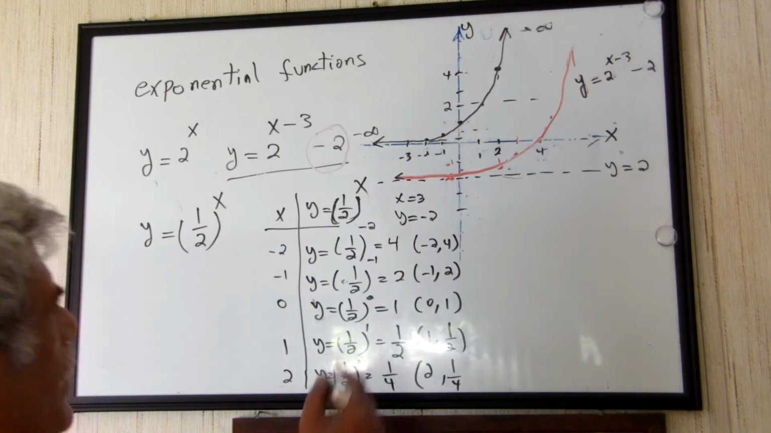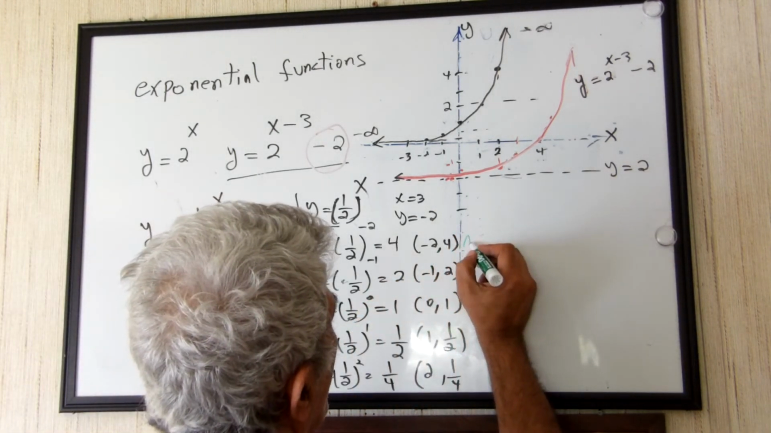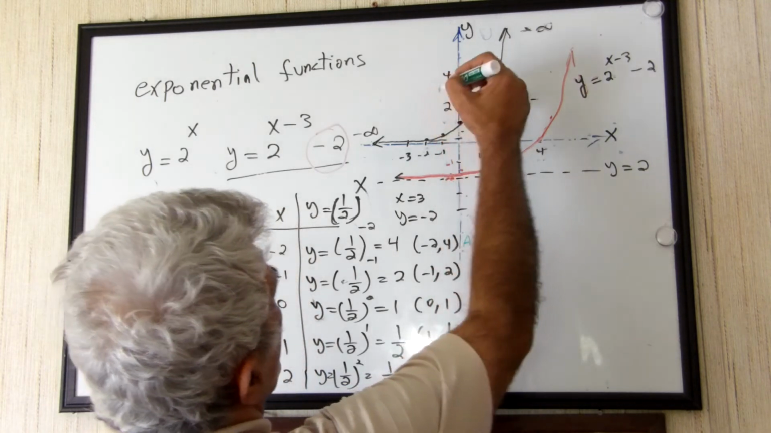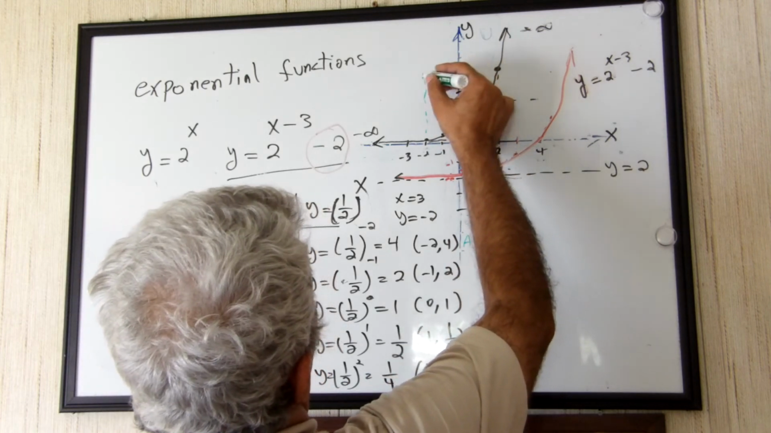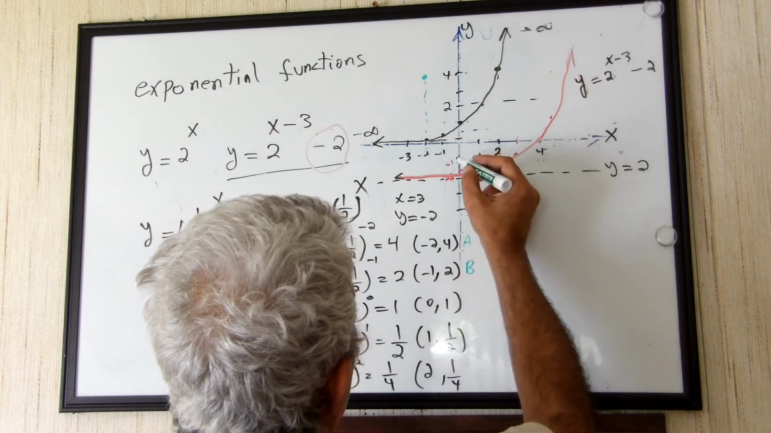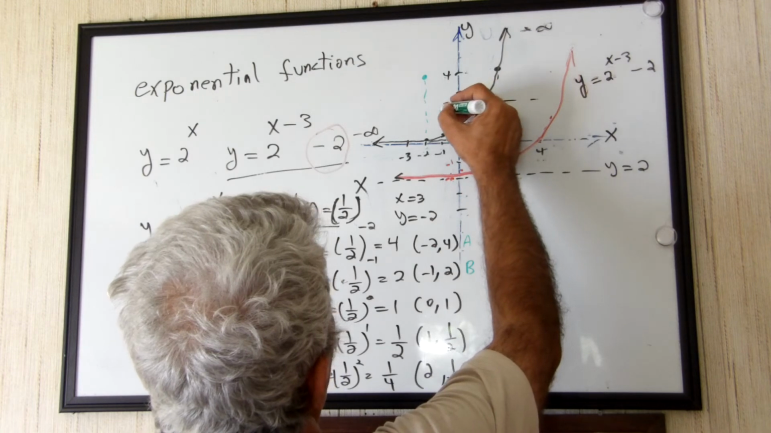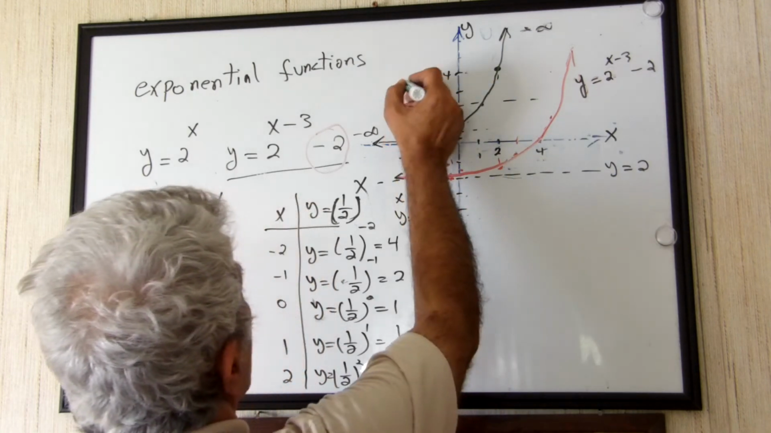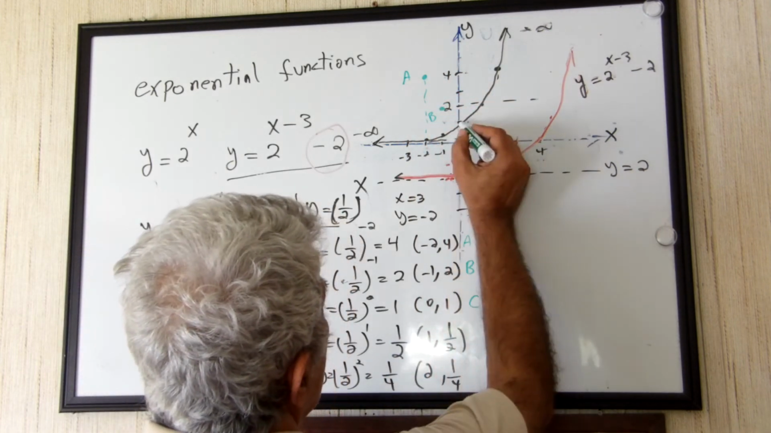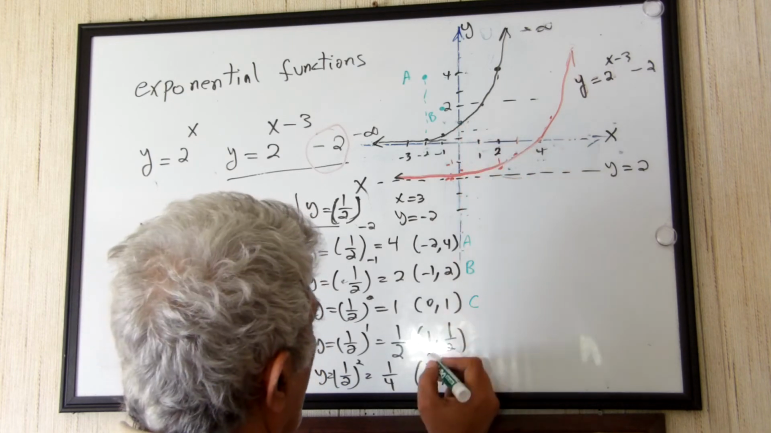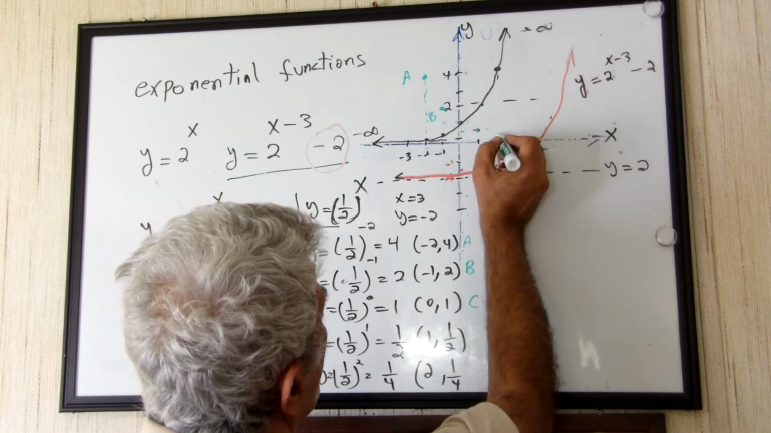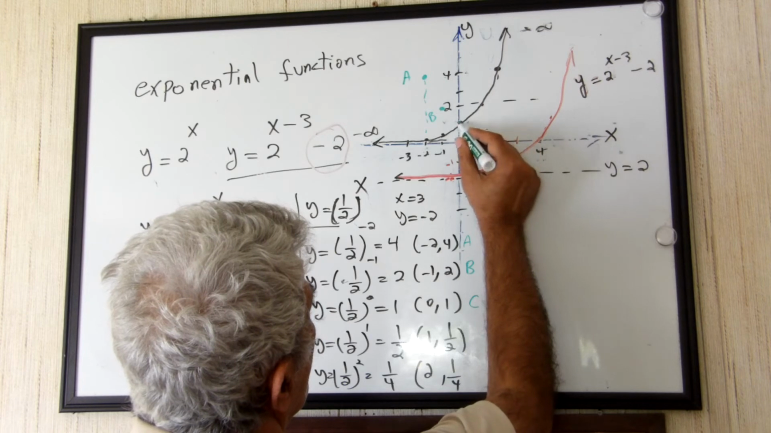Let's show it with this. Point A, the first one, is minus 2, 4. It's going to be here. The next point, B, minus 1, 2, is going to be here. Then point C is 0 and 1: x is 0, y is 1. And then 1 over 2 is going to be here, and 2 is going to be 1/4 here, half of this, or 1/4 of the above.